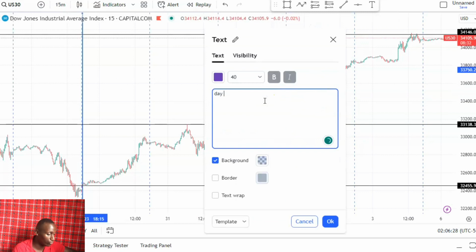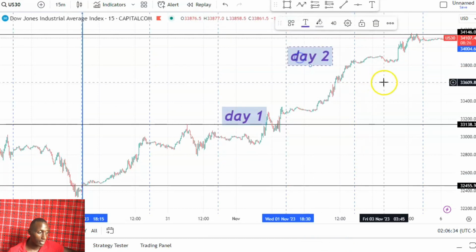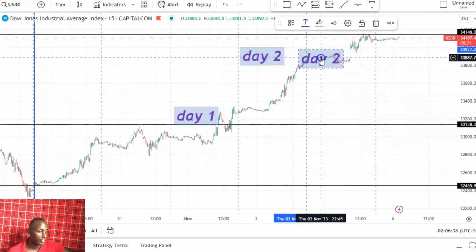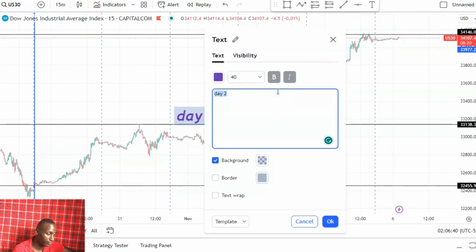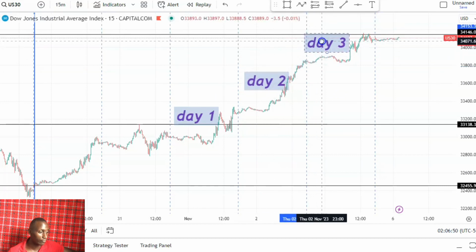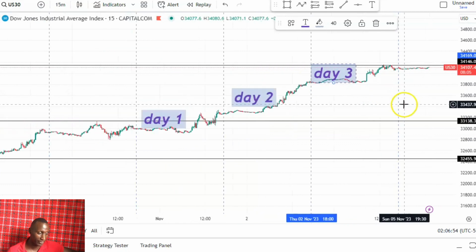We have on Thursday day two, and then on Friday we have day three. So keeping this in mind, we have day two there, we have day three there. So what could happen today?